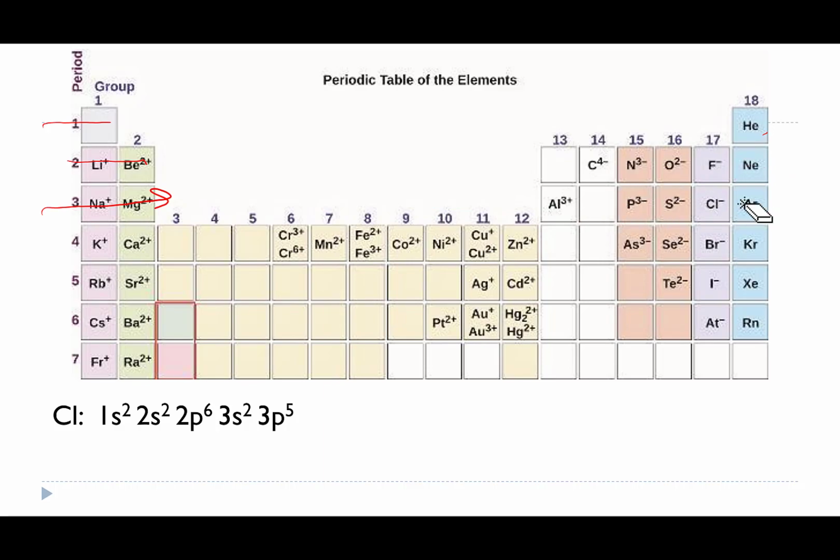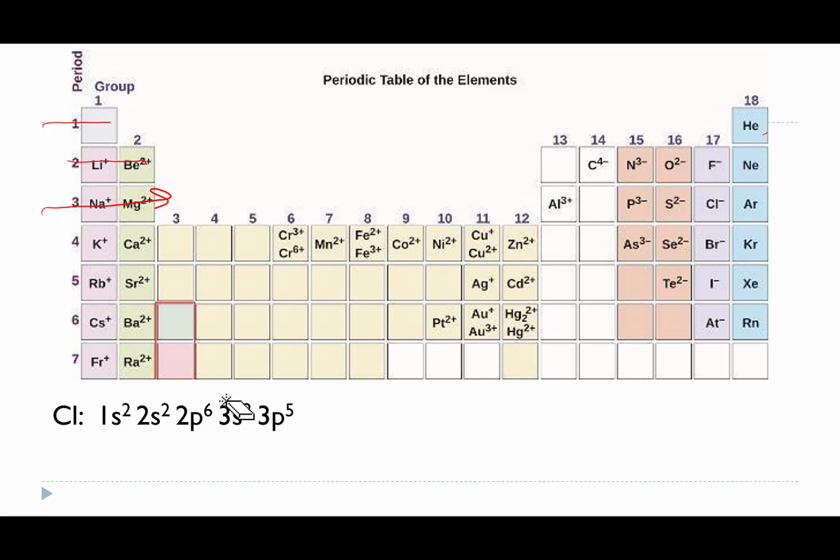If I asked you guys to predict the number of valence electrons, you now have two ways to do that task. You could say, oh, look, chlorine is in the 17th family, so it's going to have 7 valence electrons. You could also look at the electron configuration and say, oh, look, the third energy level is the highest energy level, and there are 2 plus 5 in there, so 7 valence electrons.